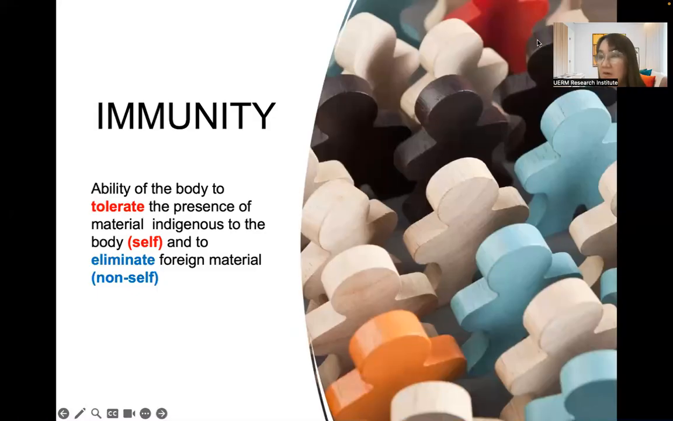An understanding of immunization entails a basic knowledge of immunity. So what is immunity? It's the ability of the body to tolerate the presence of material indigenous to the body or self and to eliminate foreign materials or non-self.